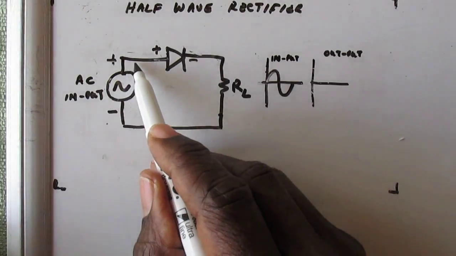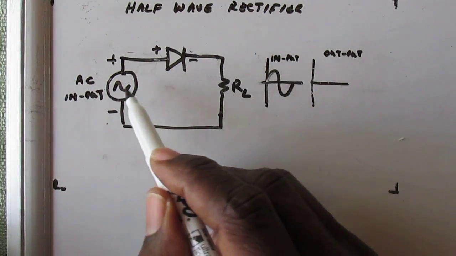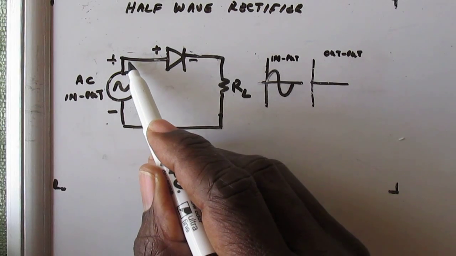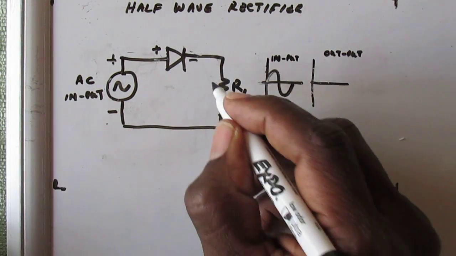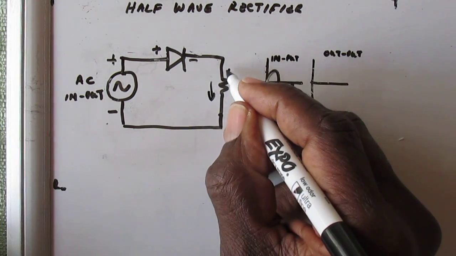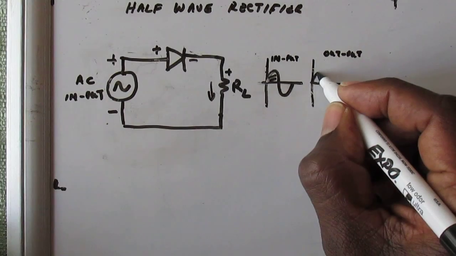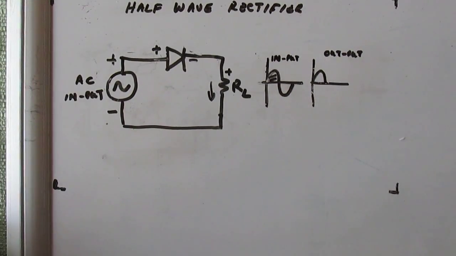Therefore, current will flow through the diode, through the load. From here, considering conventional current flow, current will flow through the diode, down through the load, with this end then being positive. Okay, that is during the first half cycle. So the output would also follow that waveform and be positive.